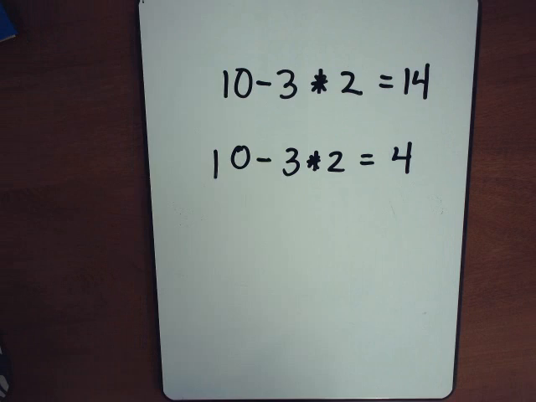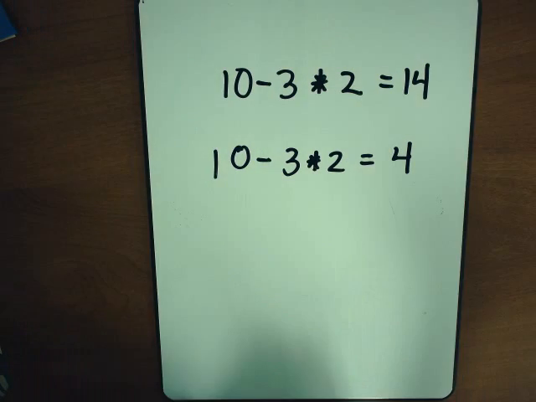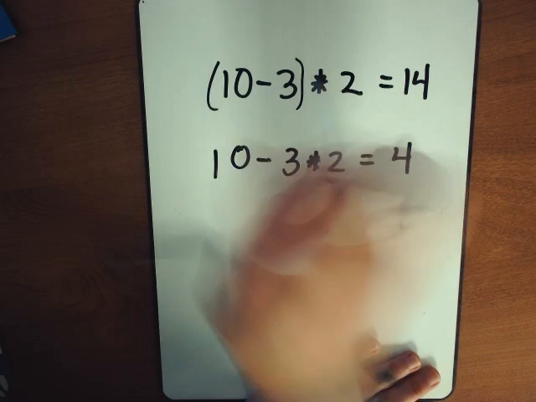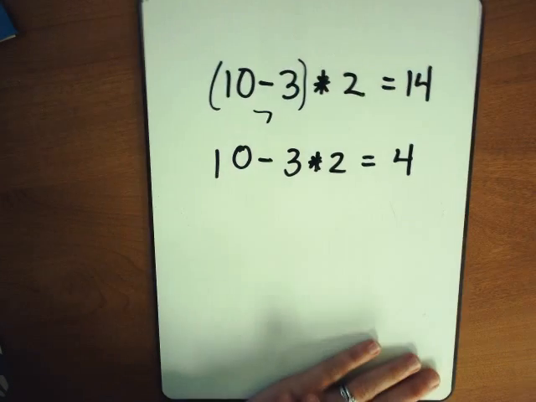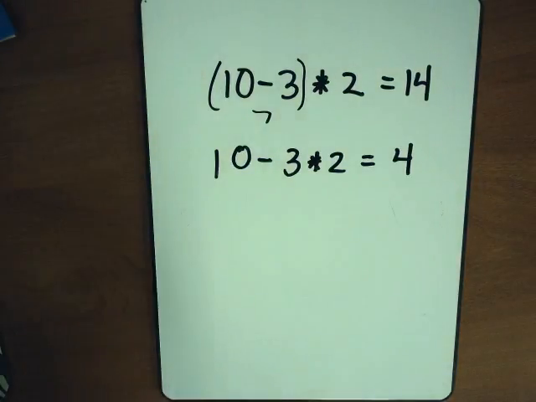Okay, so let's check our understanding. First thing I would do is I would try it out, right? So I might just try 10 minus 3 is 7. 7 times 2, 14. Found it, right? So thumbs up or raise the roof if you put your parentheses right there.